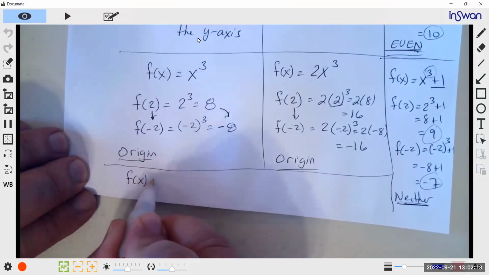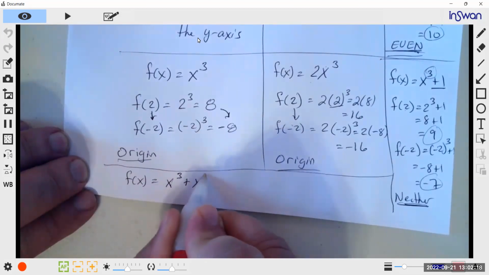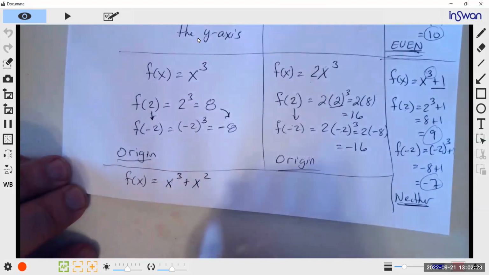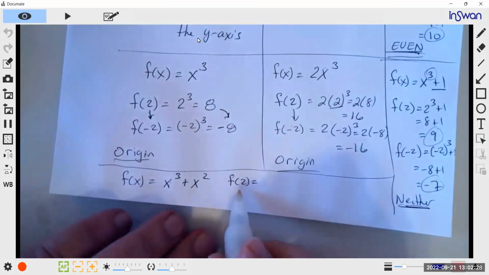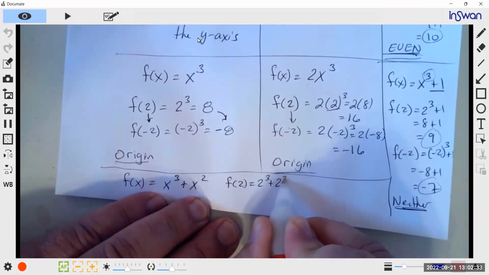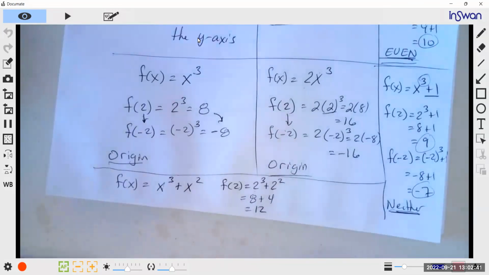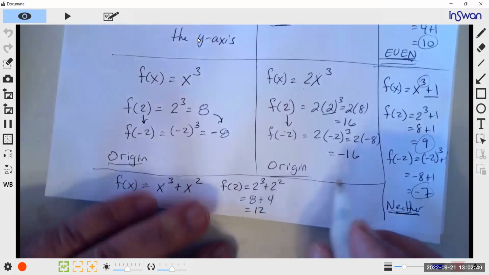The last thing we could look at is, let's see what happens when we combine odd and even exponents. Okay, so first off, it's positive 2 when put in there. So we have 2 cubed plus 2 squared. 2 cubed is 8. 2 squared is 4. 8 plus 4 is 12. So if x is a positive 2, we get a positive answer.